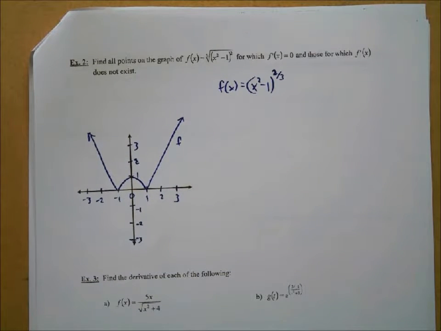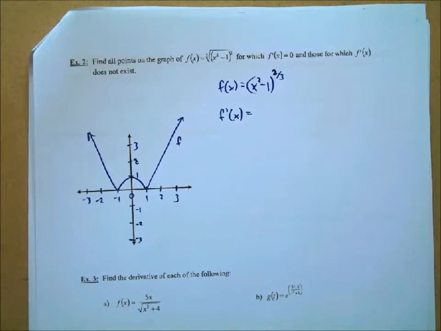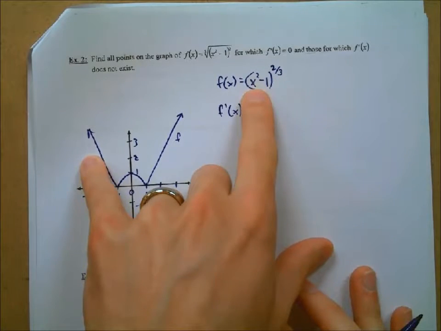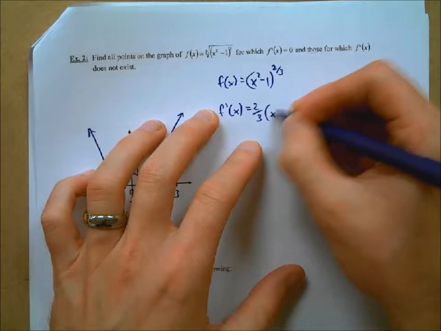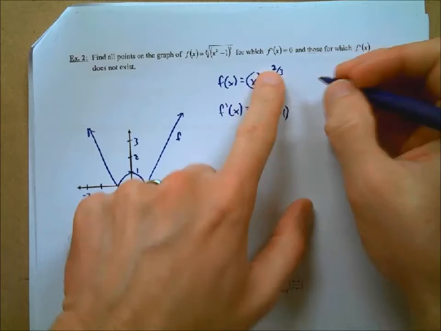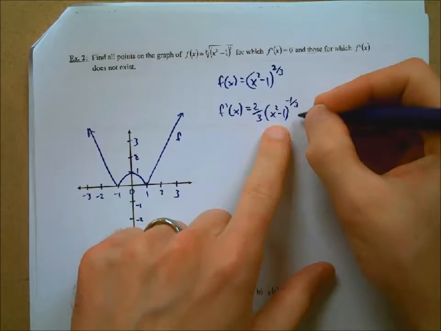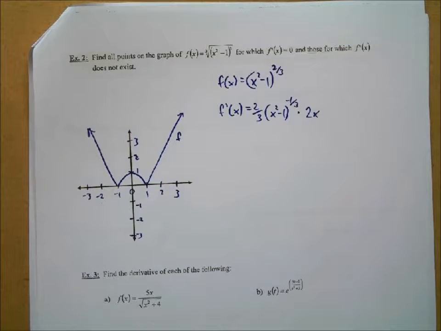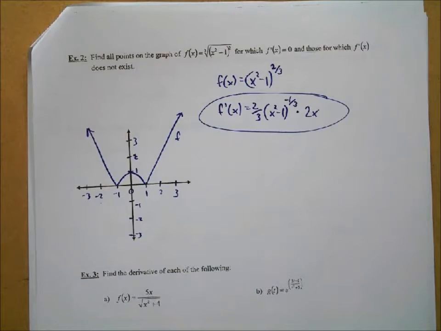Okay, so then the derivative, you take the derivative of the outermost layer, right? So the outermost layer here is the what? The 2/3 power. So what's the derivative of something to the 2/3 power? Well, the 2/3 goes out front, leave what's inside, and then subtract 1 from your 2/3 power, which is now negative 1/3. And then by the chain rule, we multiply by the derivative of what's inside, 2x. And there's the derivative.